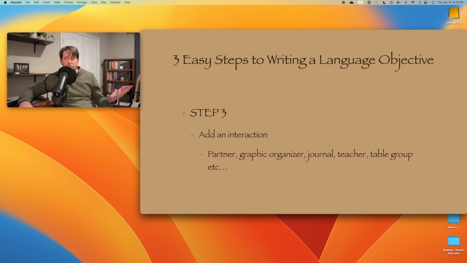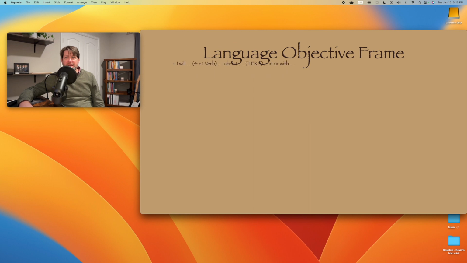Okay? It could be with the partner. It could be with a graphic organizer. It could be with a journal, teacher, table group. It just depends on what you're doing. Okay? But the important part is to add that interaction. So here's the frame. I will, whatever, speak, read, discuss, review, write about whatever the content standard is, with or in the interaction, okay?